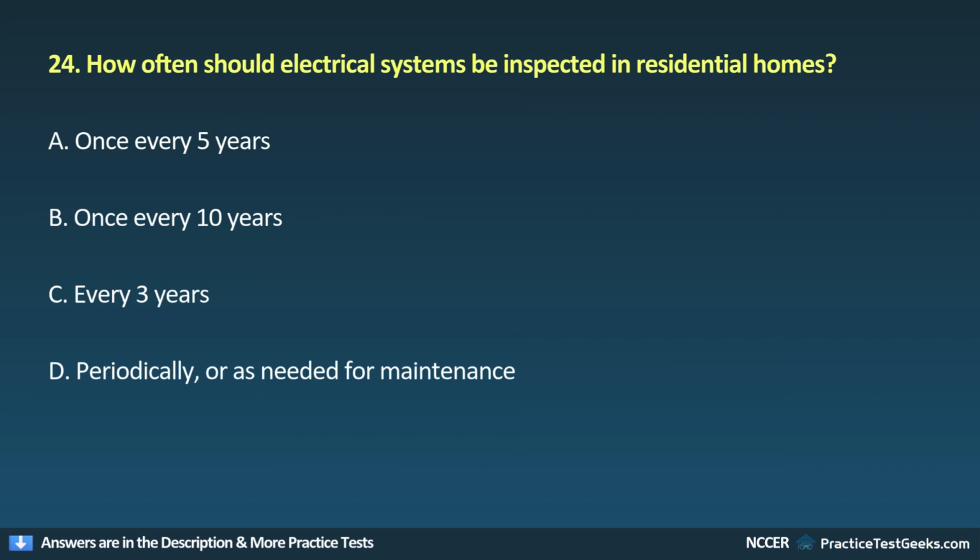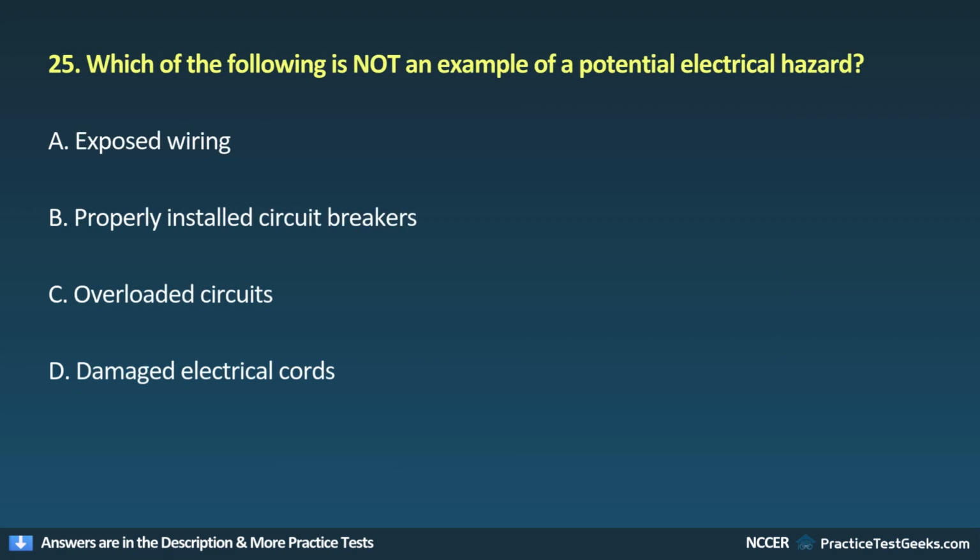A. Once every 5 years. B. Once every 10 years. C. Every 3 years. D. Periodically, or as needed for maintenance. 25. Which of the following is not an example of a potential electrical hazard?